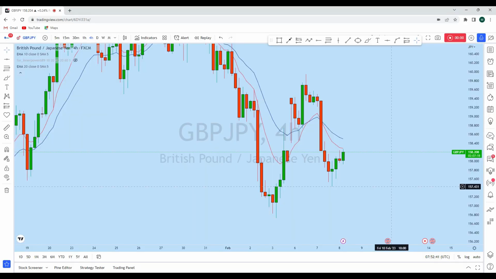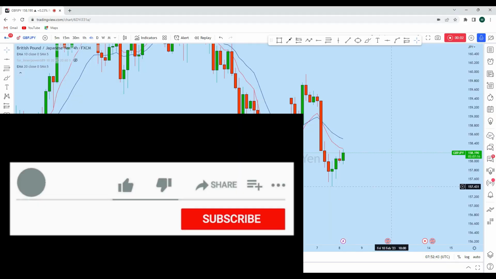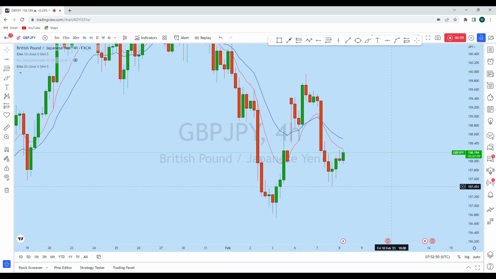Today, let's do a complete multi-time frame analysis on GBP JPY. Let's see what kind of trading opportunity we currently have in this instrument. As you can see, GBP JPY on the lower time frame is giving us a significant trading opportunity.